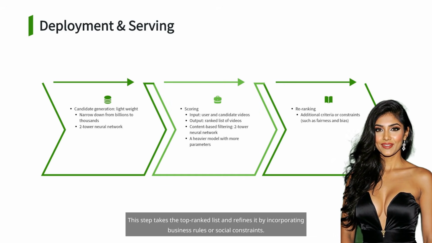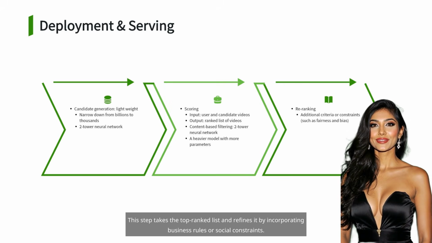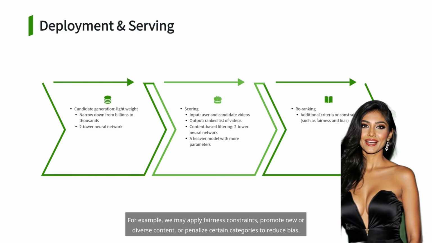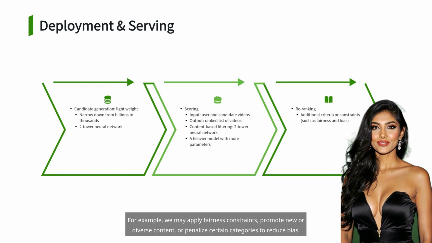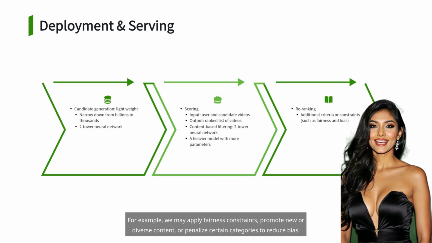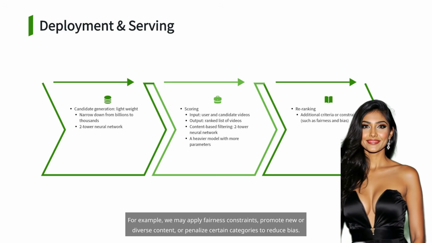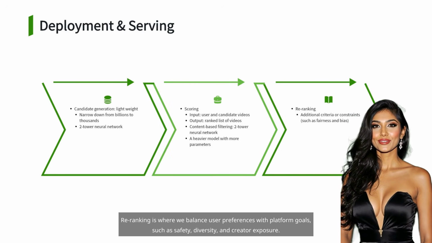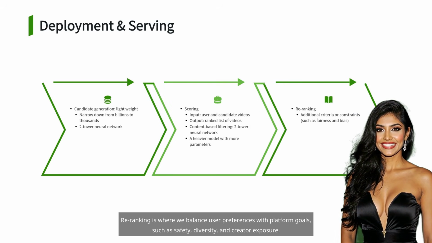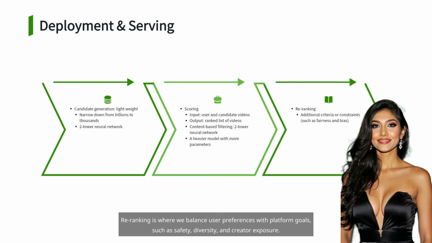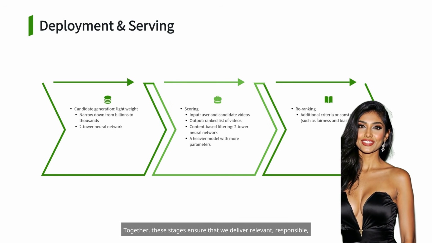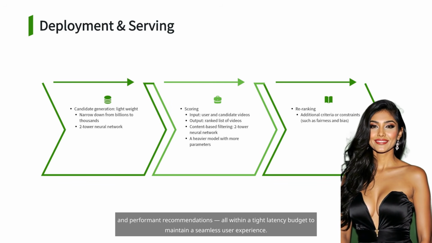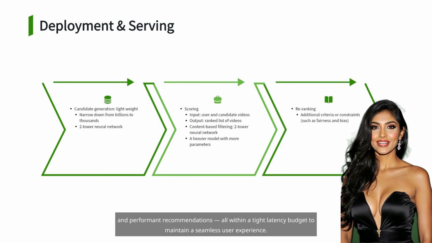Re-ranking. Finally, we apply re-ranking logic to adjust the final results. This step takes the top-ranked list and refines it by incorporating business rules or social constraints. For example, we may apply fairness constraints, promote new or diverse content, or penalize certain categories to reduce bias. Re-ranking is where we balance user preferences with platform goals, such as safety, diversity, and creator exposure. Together, these stages ensure that we deliver relevant, responsible, and performant recommendations, all within a tight latency budget to maintain a seamless user experience.